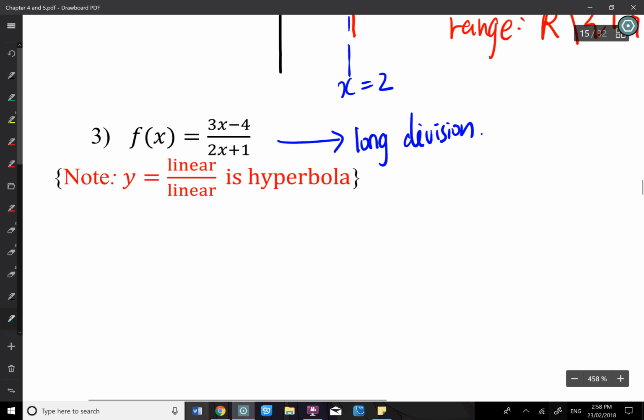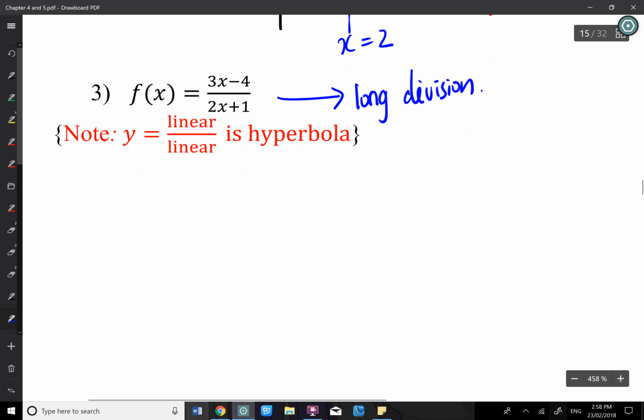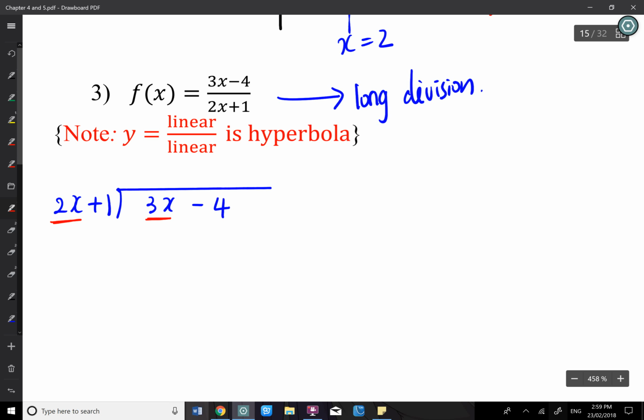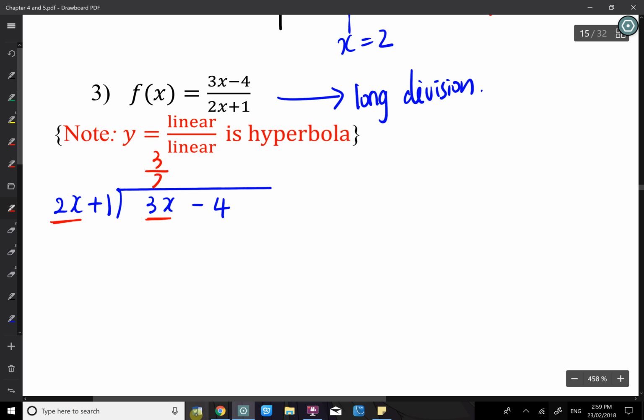So let's try this one. 3x minus 4. It's very easy to divide linear by linear. 3x minus 4 and 2x plus 1. We use the first term divided by the first term. 3x divided by 2x, we have 3 over 2.